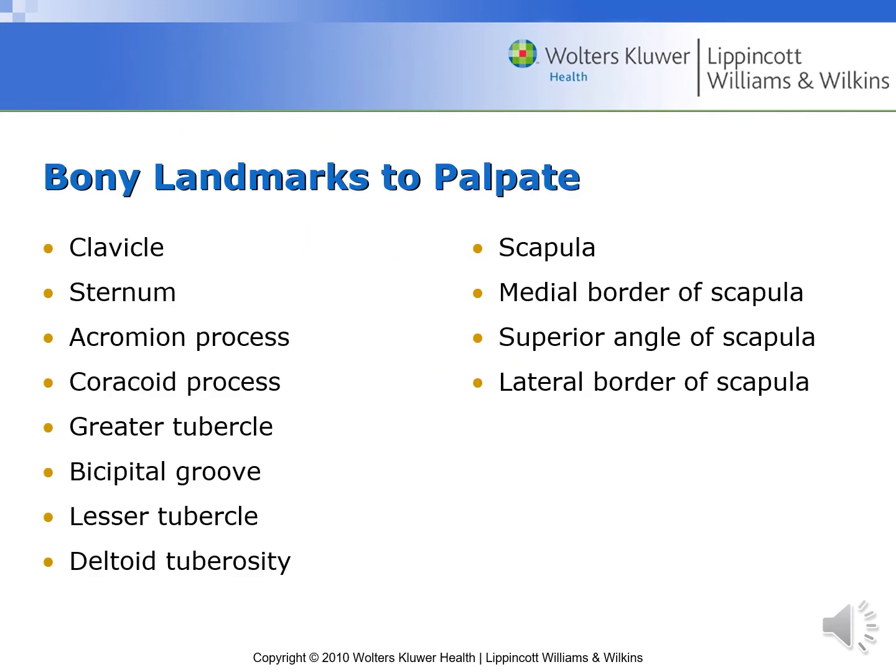And these are the bony landmarks of the shoulder region that we can palpate, beginning with the clavicle, the sternum, the acromion process, the coracoid process, the greater tubercle, the bicipital groove, the lesser tubercle, the deltoid tuberosity, the scapula, the medial border of the scapula, the superior angle of the scapula, and the lateral border of the scapula.